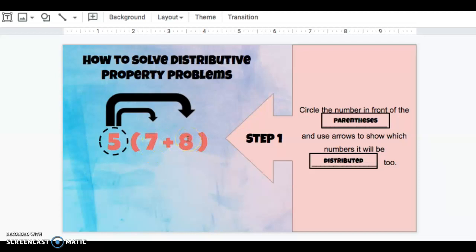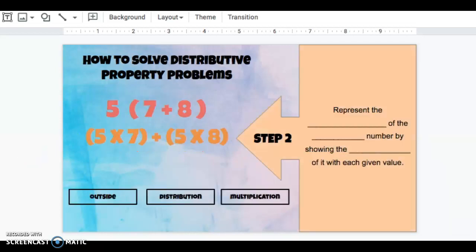You go there, and you're expecting 5 to give you a piece of candy and your best friend a piece of candy. So you don't want to split the candy. So each one of you is going to get that 5. Okay, it's the piece of candy. So then once you each got your piece of candy, you're going to be represented in a different way. You're going to be represented as 5 times 7 plus 5 times 8.